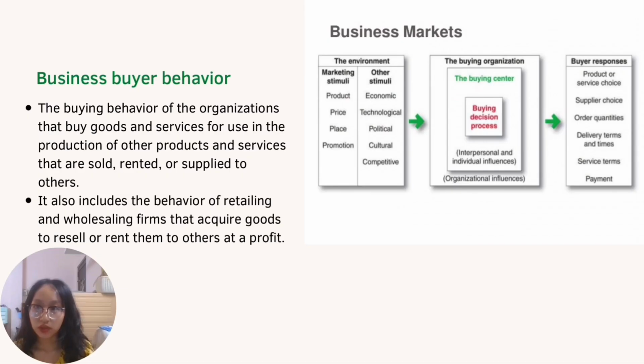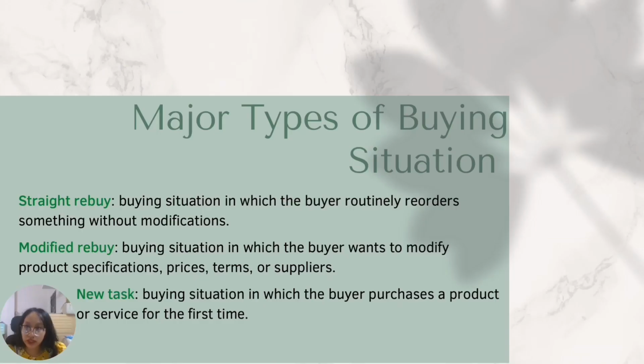This figure shows a model of business buyer behavior. In this model, marketing and other stimuli affect the buying organization and produce certain buyer responses. When it's a straight rebuy, I found a supplier and buy from them routinely without any modification. If I change supplier, pricing terms, or even features such as color or material, that is a modified rebuy. A new task is a buying situation where I decide to produce a new product and I'm going to buy it for the first time.